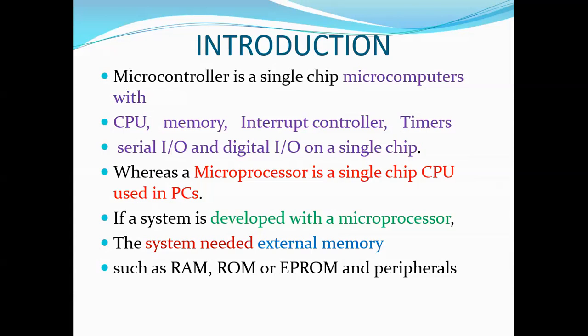Okay, but earlier we used microprocessors. Nowadays also we are using microprocessors, that is the processor inside the computer. What is the difference between microprocessor and microcontroller? In a microprocessor, only the CPU with registers is available, but in a microcontroller, everything, CPU, memory, interrupt controller, timers, serial IO, digital IO, is available inside the single chip. This is the difference between microprocessor and microcontroller.